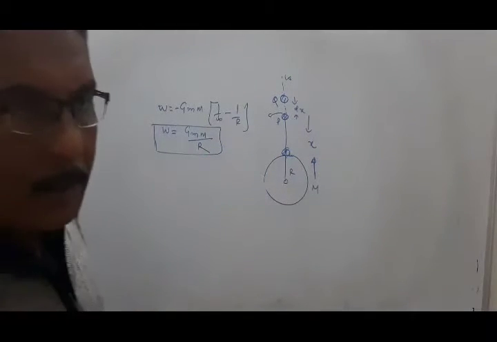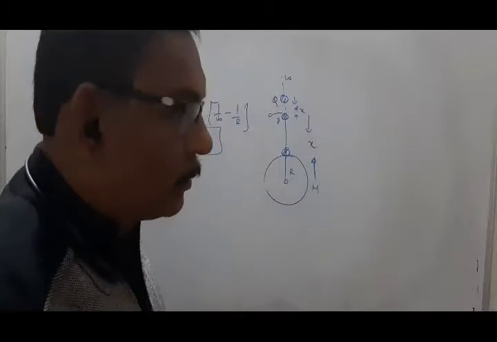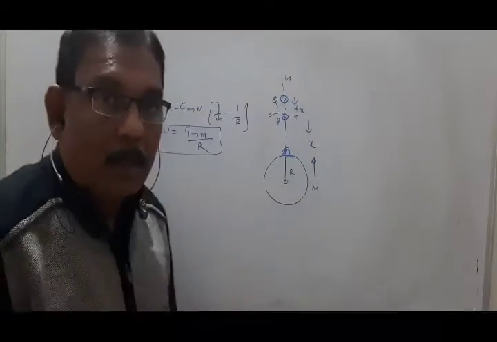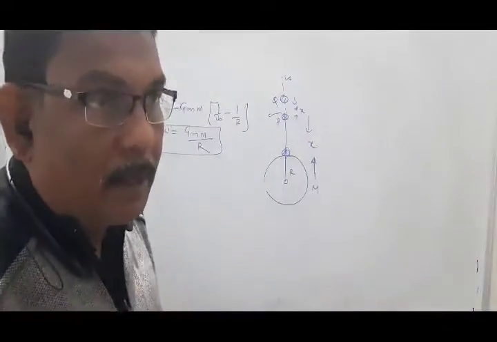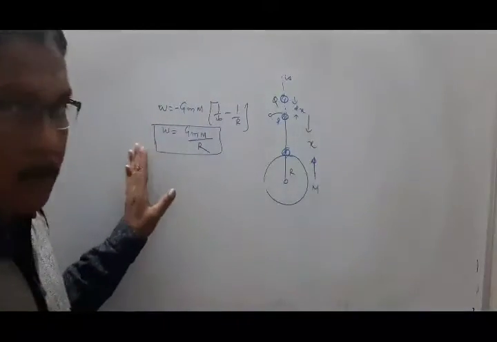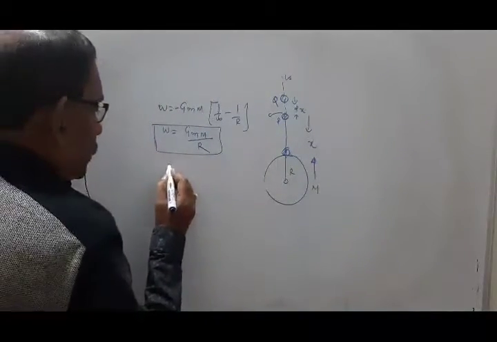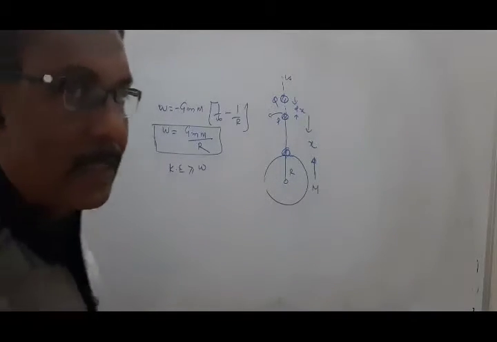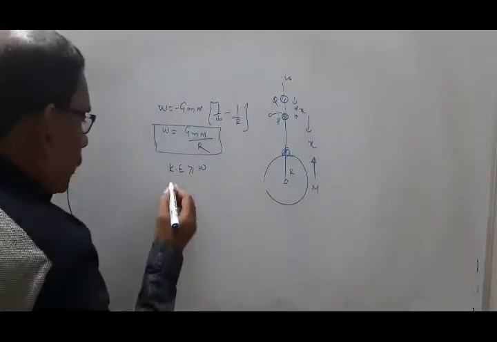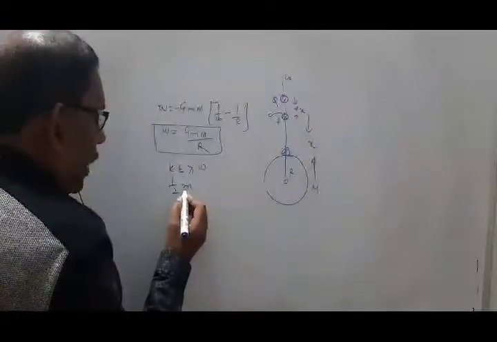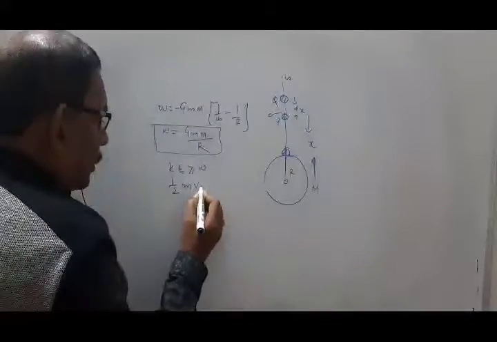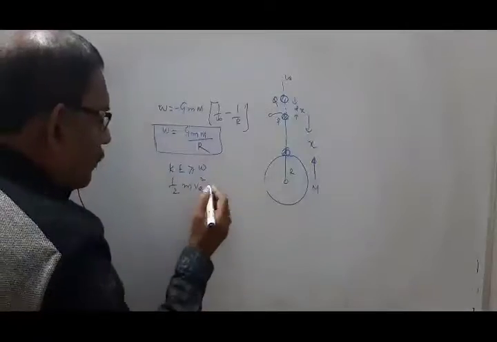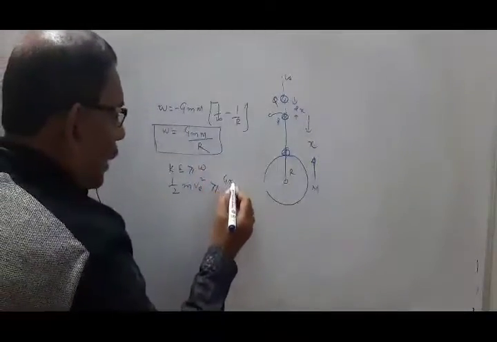In order to escape from the gravitational pull of the earth, from the surface of the earth, the kinetic energy of the body must be greater than or equal to this work done. So it is half m v e square, where v e stands for escape velocity, greater than or equal to GMm by r.